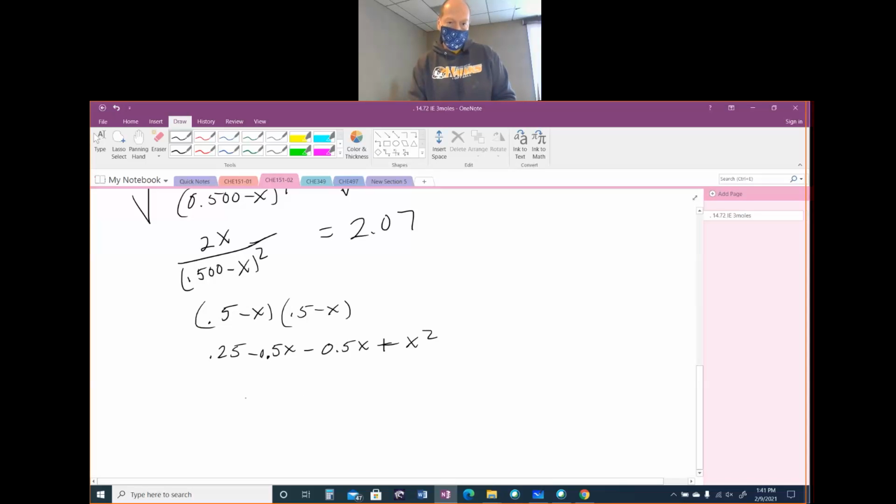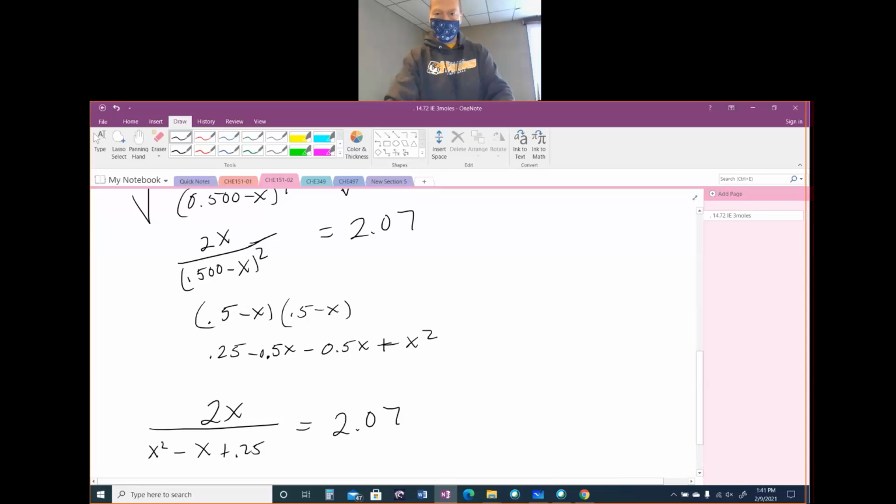All right, so that is the denominator. So let's put it in the denominator. So on top, we have 2x. In the denominator, I will put it in the form of the x squared first, then minus the x, negative 0.5 plus a negative 0.5 is a negative 1x plus 0.25, and that is equal to 2.07. So all I did was I FOILed the denominator and put it in the order that it should be in for x's, x squared, then x, and then your constant.